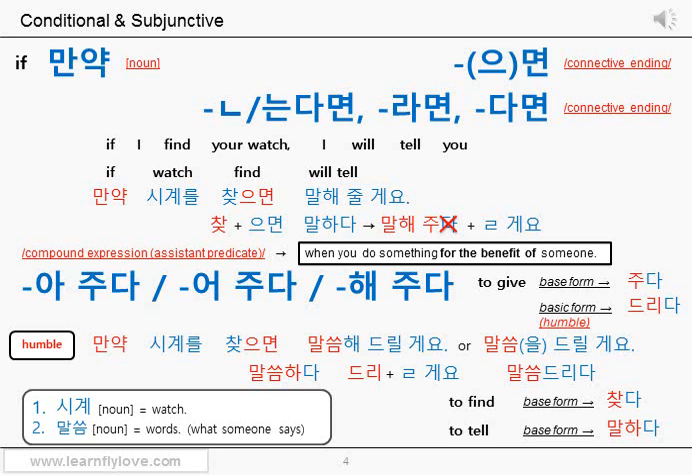I like 말씀드리다 better. 말씀드리다 actually means give your words. So it can mean to tell, no problem. 만약 시계를 찾으면 말씀드릴게요. You can of course omit the noun 만약. 시계를 찾으면 말씀드릴게요. Or 시계 찾으면 말씀드릴게요.